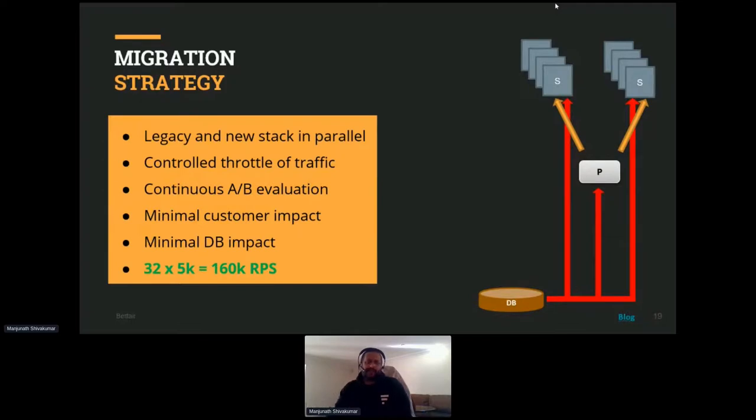So we decided to run both the stacks in parallel. There's a legacy stack and the new stack with some throttling of traffic between the two, which meant that we were able to dial up or dial down the traffic from the old stack to the new stack on a periodic basis. If there was a problem that we saw on the new stack, we could immediately dial it back to the old stack and quickly fix the problem, iterate over it, and release a change very quickly without any major impact on any of the running systems, and then dial things back. So that allowed us a level of flexibility that we did not have before.